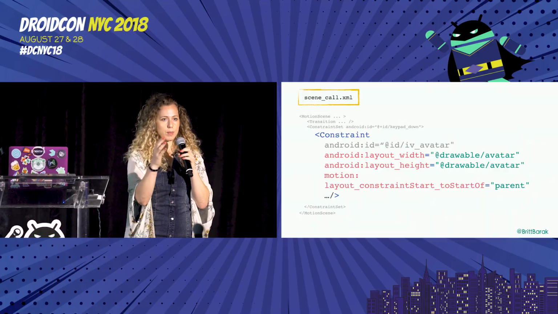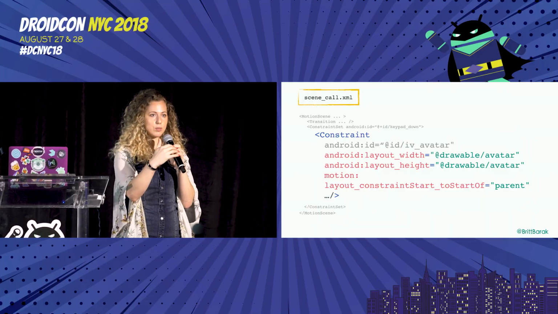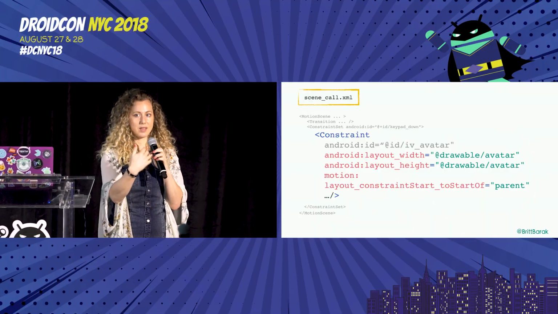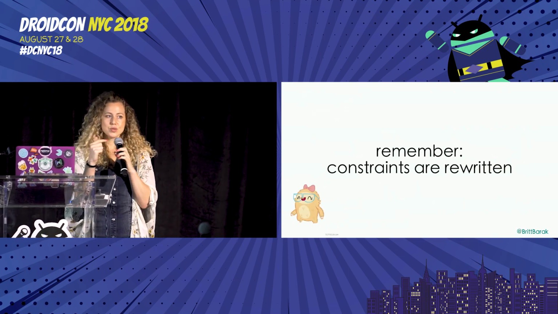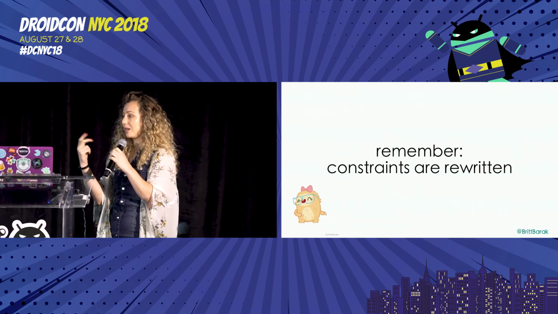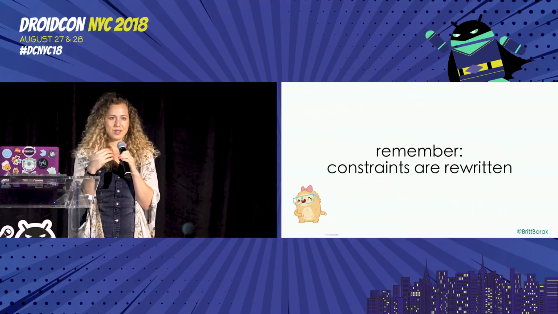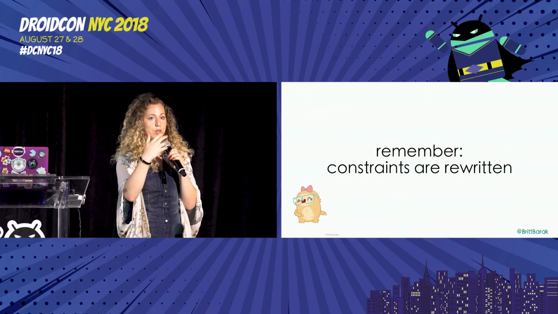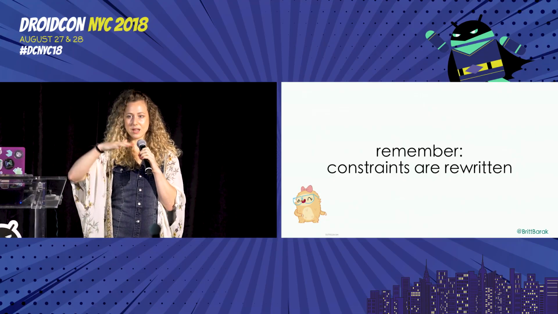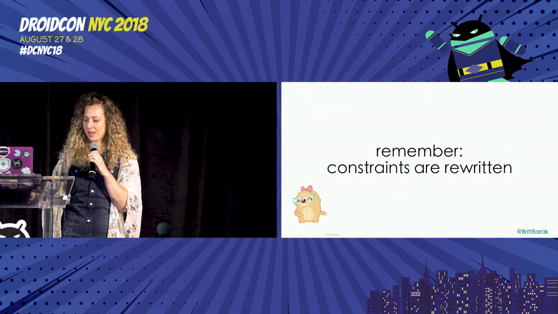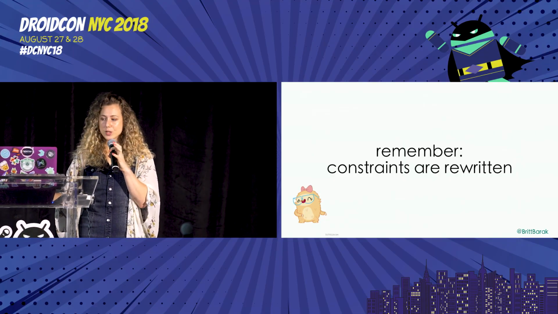And that's it, just copy-paste all the attributes, and the ones that are actually constrained and that can be animated will be animated for you. Just remember that the constraints are being rewritten, so each attribute that you want to animate has to be defined both on the start constraint set and on the end constraint set. So that was pretty much it.